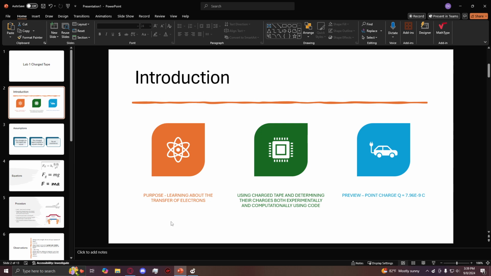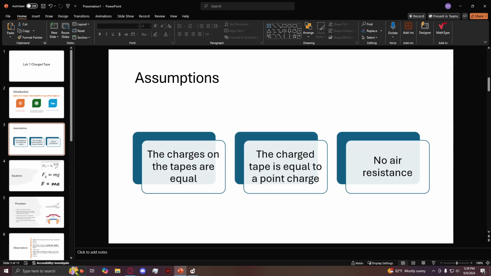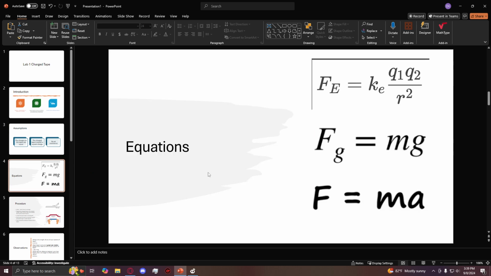A preview about this experiment is that the point charge that I calculated is 7.96 times 10 to the negative 9 coulombs. Some assumptions that can be made are that the charges on the tapes are equal, the charge tape is equal to a point charge, and that there's no air resistance in this lab.